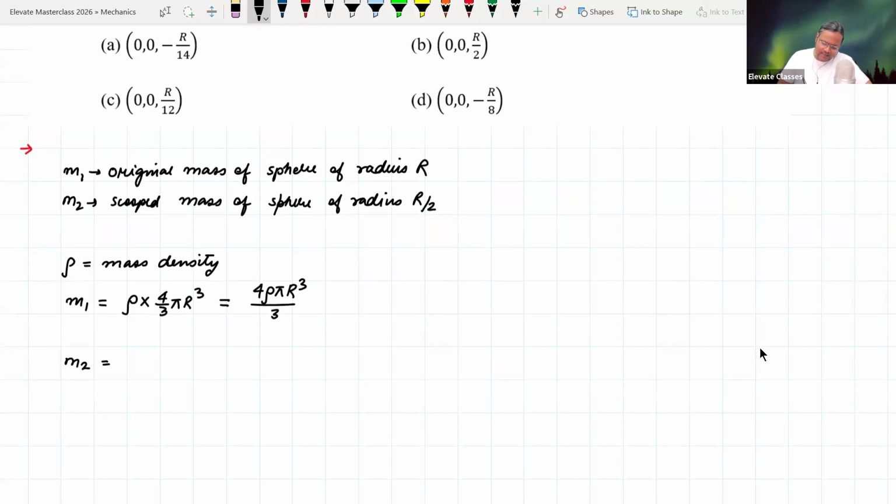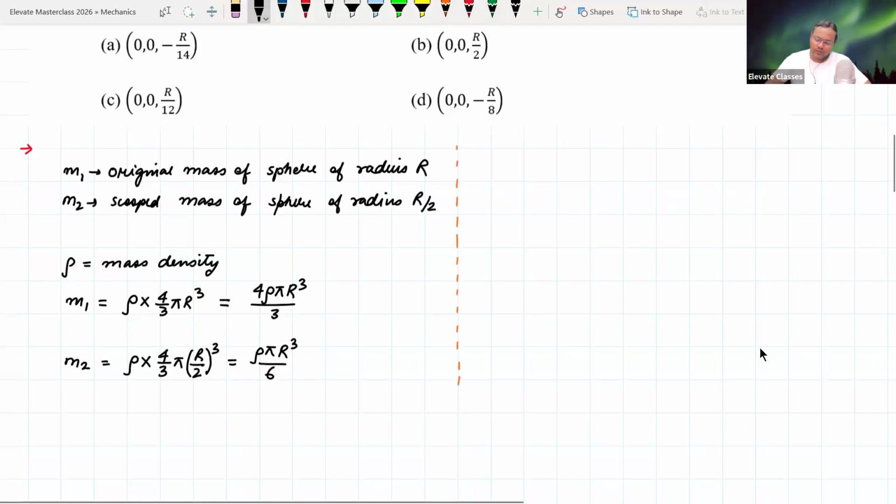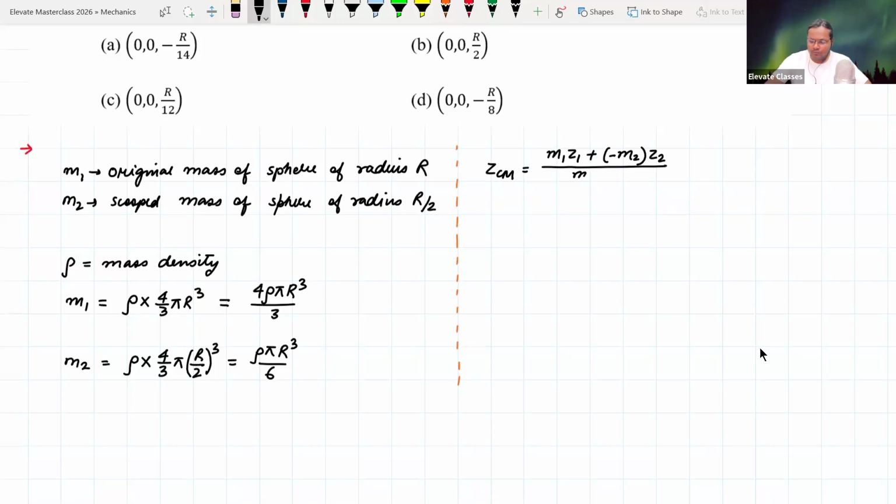What is the scooped mass? Again, density times the volume of the scooped object, 4 by 3 pi (r upon 2) cube. So this comes out to be 2 into 2, 4 into 2, 8. So rho pi r cube upon 6. Okay. So now what I want to do is I simply want to calculate what is going to be ZCM. So ZCM is equal to M1 Z1 minus M2 Z2 upon M1 minus M2.